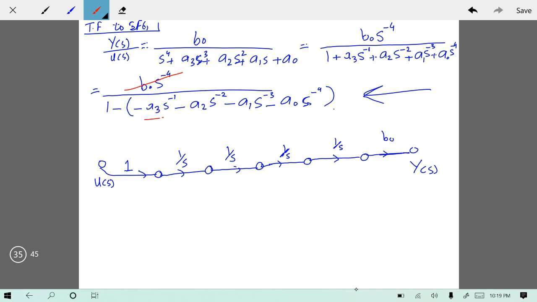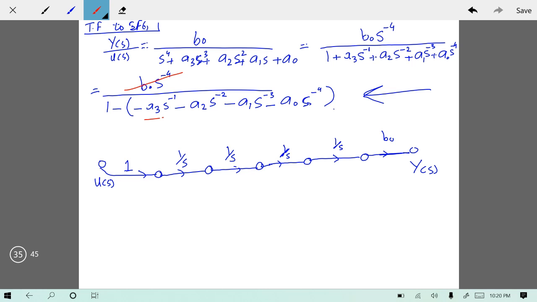If instead of writing b naught over here, I can write b naught over here and write 1 over here. Still the gain would be b naught s minus 4. So obviously the shape will change. So there can be more than one shape of a signal flow graph of a given transfer function. Similarly, there can be more than one set of state variables for a given transfer function. There can be more than one signal flow graph given we have only a single transfer function.